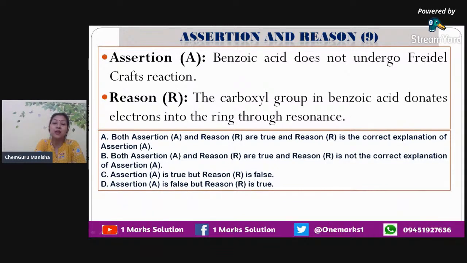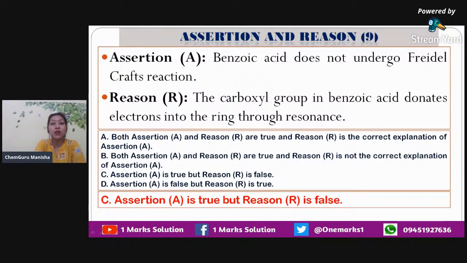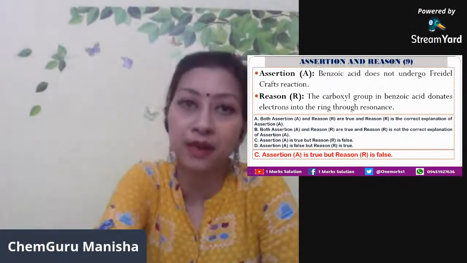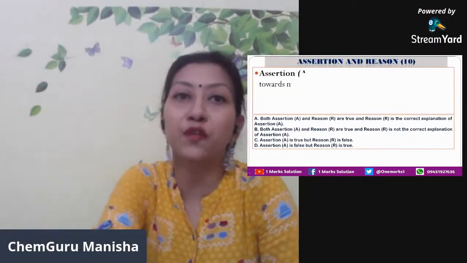Ninth statement is benzoic acid does not undergo Friedel-Crafts reaction, and that is true. The carboxylic group in benzoic acid donates electrons into the ring through resonance. That is false. The carboxyl group will never donate electrons because it forms a carboxylate ion. So assertion is true, but reason is false.